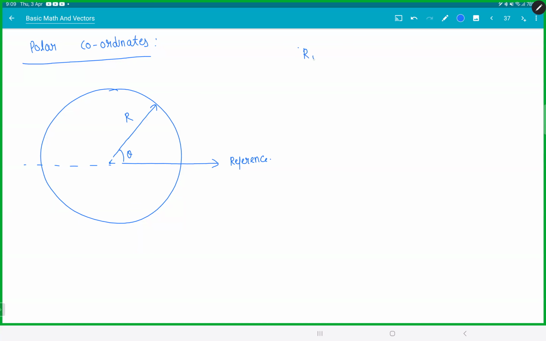When you say R comma theta, just like X comma Y, the meaning of this is: draw a circle of radius R with center as origin, and rotate angle theta from the reference line.